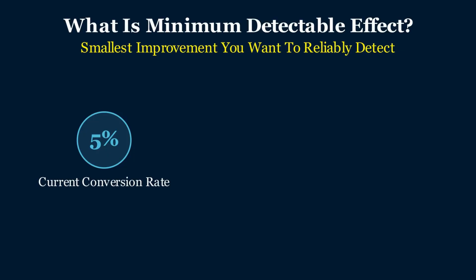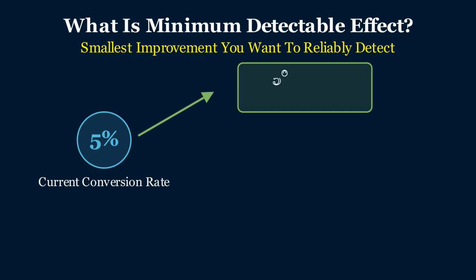Suppose your website currently converts at 5%. You launch a redesign. Now imagine several possible outcomes. Conversion rate increases from 5% to 7%. That is a 2 percentage point increase. But relative to the original 5%, that is actually a 40% relative improvement. And that is a big effect. The signal stands out clearly from noise. So statistically, this is usually easier to detect.